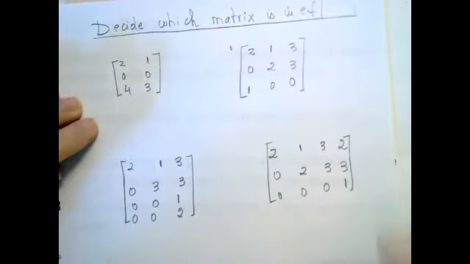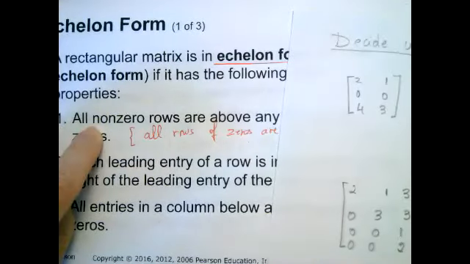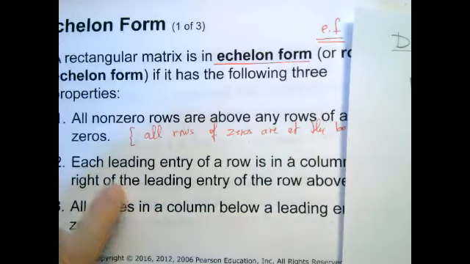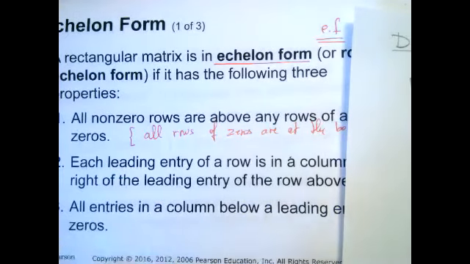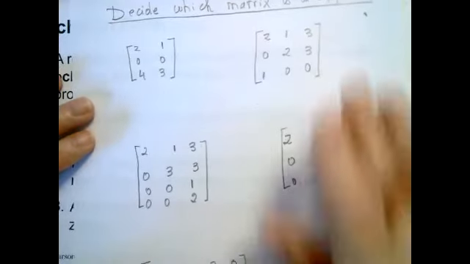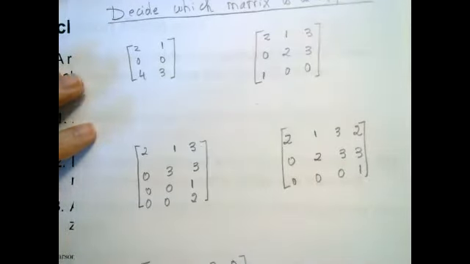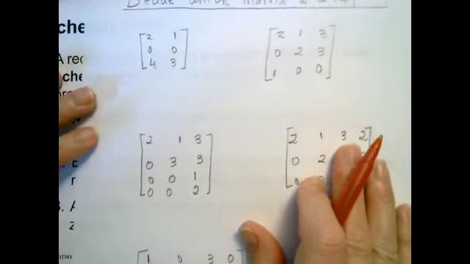All right. And you know the conditions: 1, all rows of zeros are at the bottom. 2, every leading entry in a row is to the right of the leading entry in the row above it. The last is that all entries in a column below a leading entry have to be 0. So for each one of them, I want you to tell me, is it in echelon form, yes or no? The first one, is it in echelon form, yes or no, quickly?